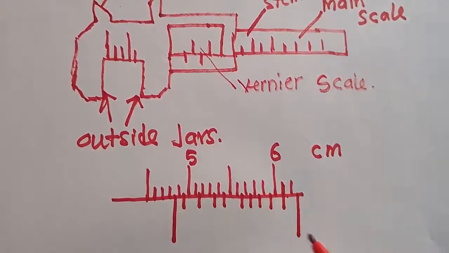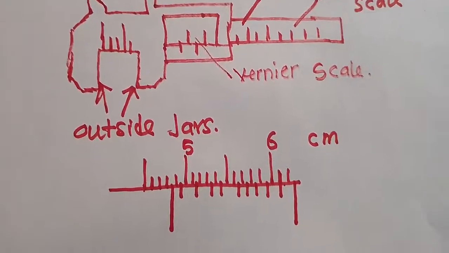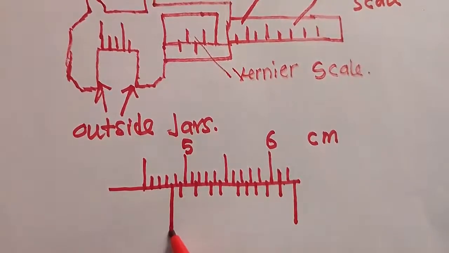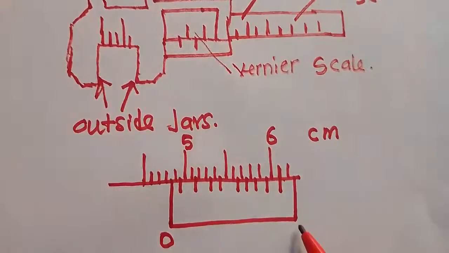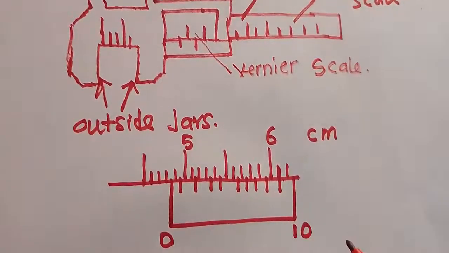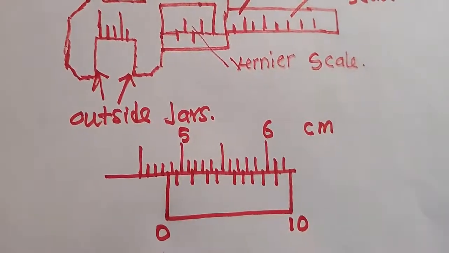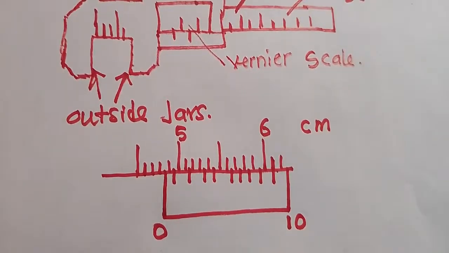Something like this is what you are going to find in an exam. They are going to put a 0 here and a 10 there. Then they will ask you what the reading on the Vernier calipers is. Anything that looks like this, just know that this is a Vernier calipers.